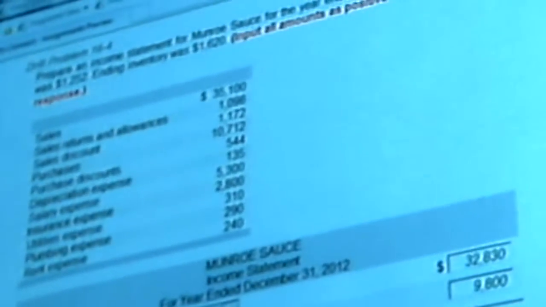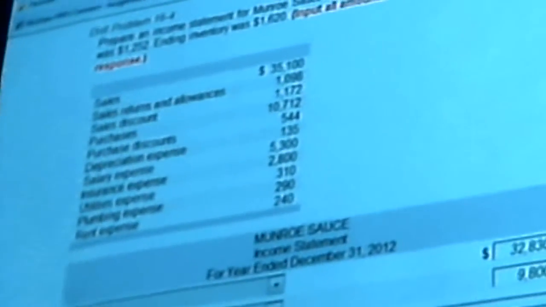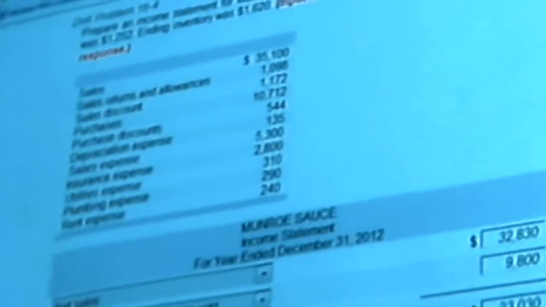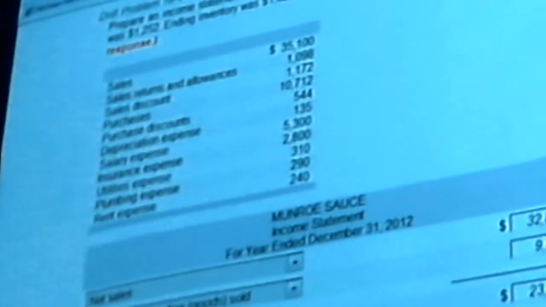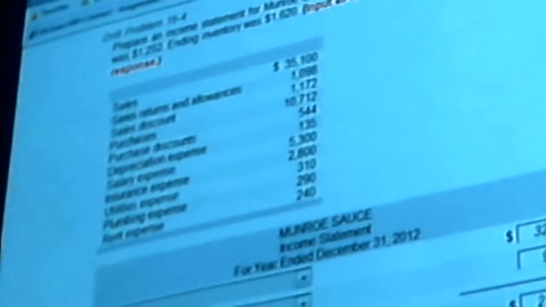And the second formula is cost of goods sold. Now remember, that's the trickiest one for most people. So how do we get cost of goods sold?